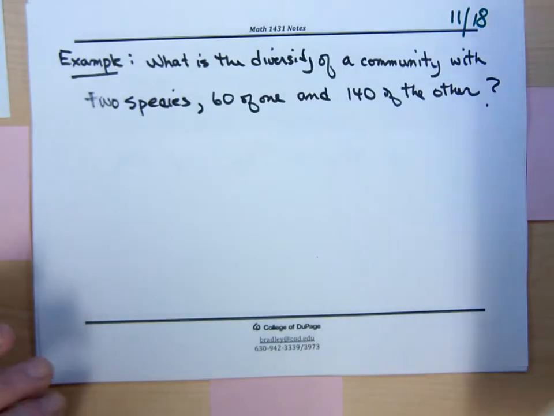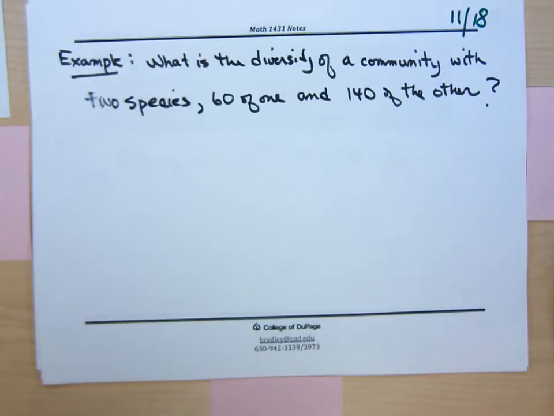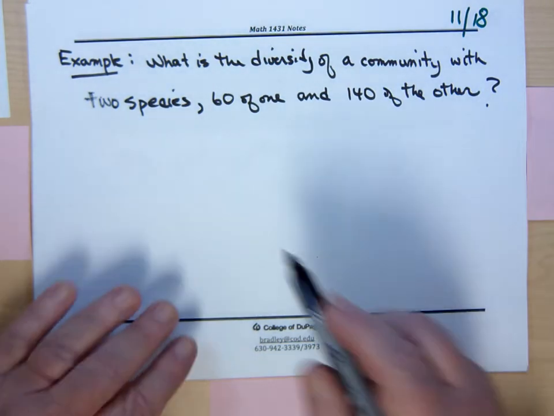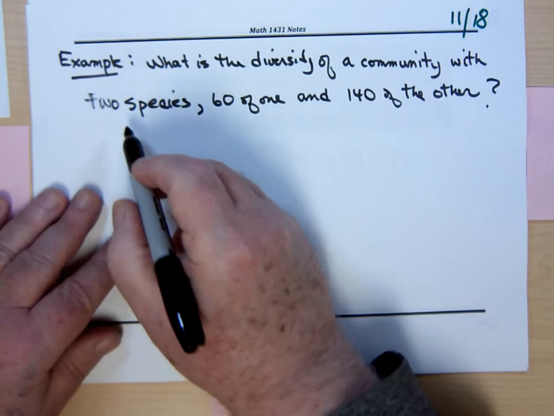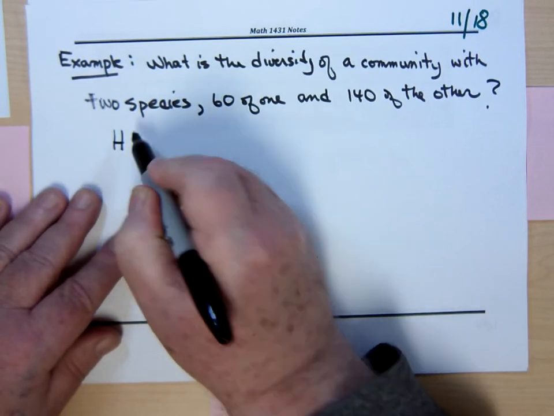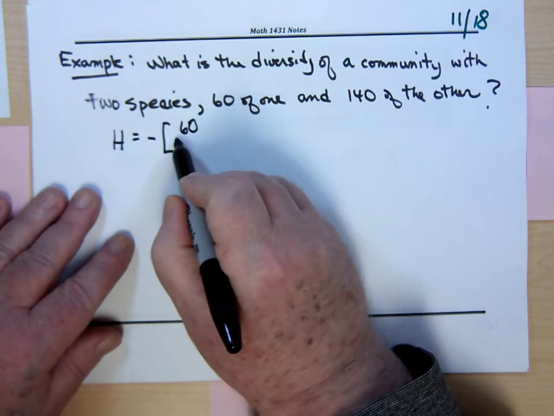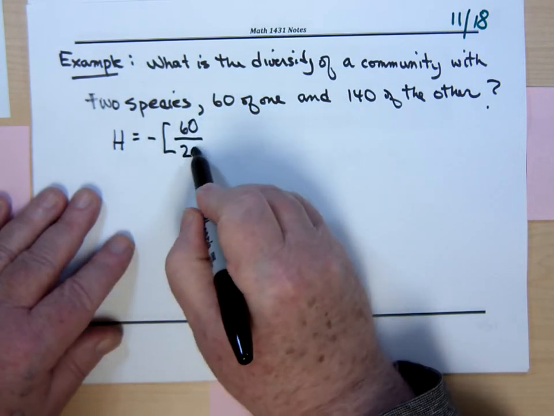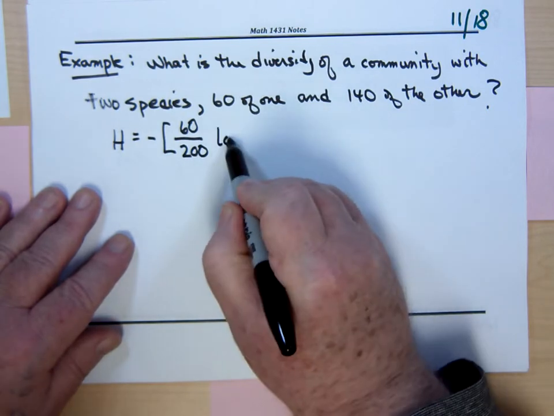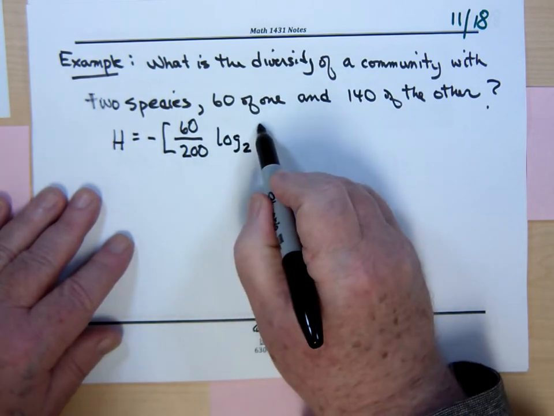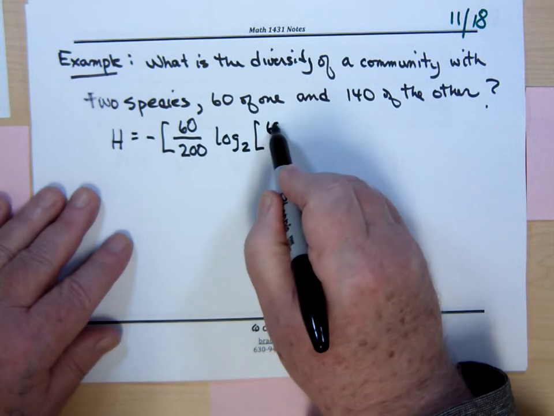And here's the example that we're going to study. What is the diversity of a community with 2 species? 60 of one species and 140 of the other species. We will use the formula that we just learned. So H is equal to the negative of, and here there were 60 of this species and a total of 200. This is logarithm base 2 of that same number again, 60 over 200.